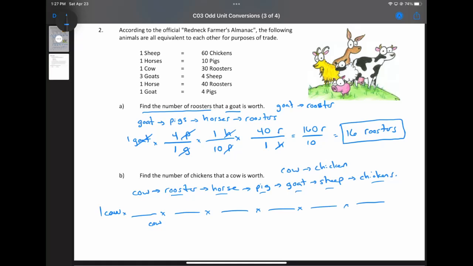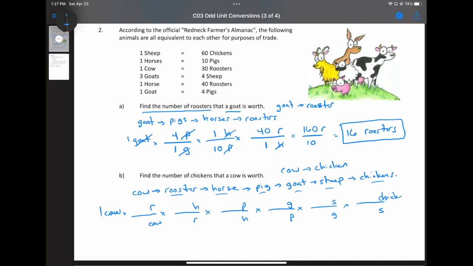So across the top, we should have cow, rooster, horse, pig, goat, sheep, chicken. And across the bottom, same thing, just shift it over 1. Cow, rooster, horse, pig, goat, sheep. No chickens on the bottom because I don't want chickens to cancel out.